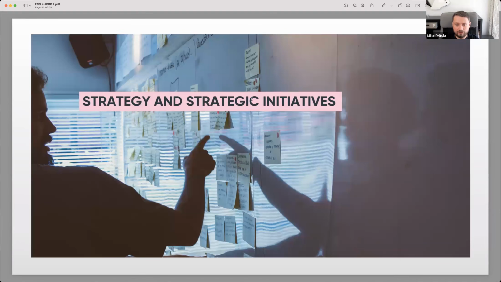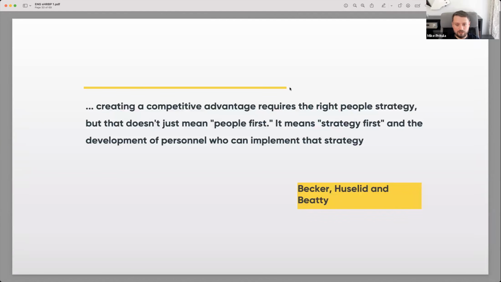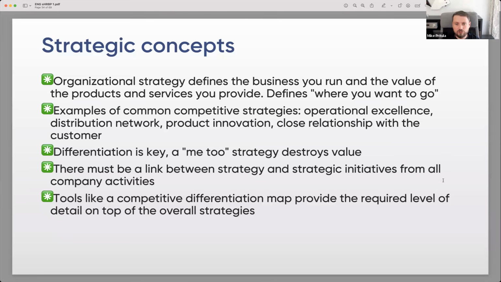First, strategy and strategic initiatives. Being HR business partner, you need to understand your company strategy. So this is another quotation. Creating a competitive advantage requires the right people strategy, but it doesn't just mean people first. It means strategy first and the development of personnel who can implement the strategy. Strategic concepts. Organizational strategy defines the business you run and the value of the products and services you provide. Defines where you want to go.